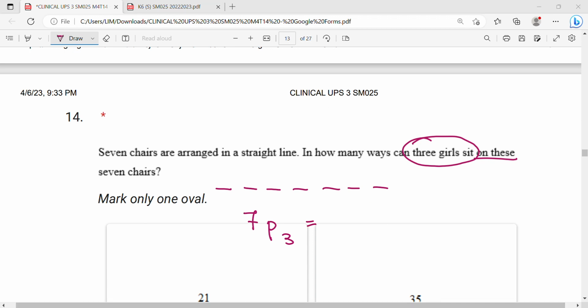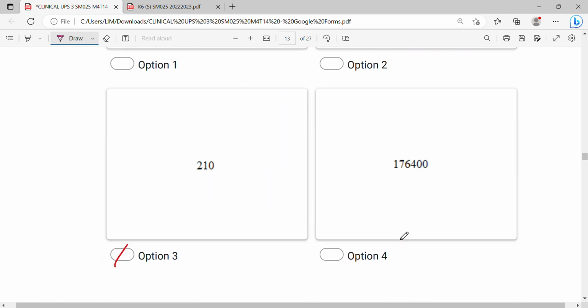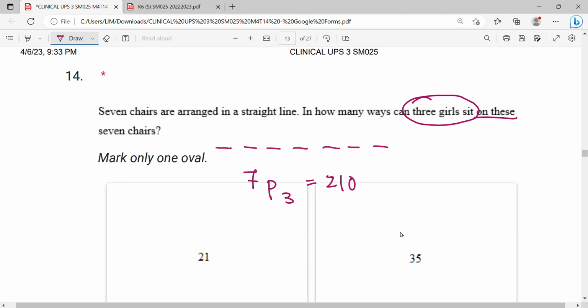So 7P3 berapa? 210. Boleh. So dia bukan 7C3. 7C3 dia tak ada susunan, dia pilih kerusi saja. Dia belum susun lagi. So antara 3 perempuan tu dia boleh disusun kiri kanan, dia tukar-tukar tempat. So you have procedure of choose and arrange. So that's why you use P. Boleh.